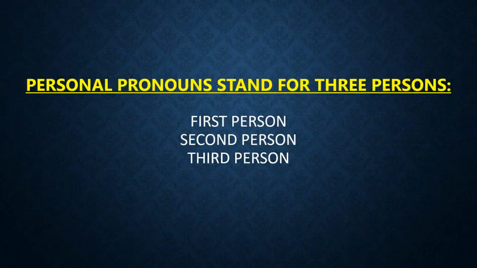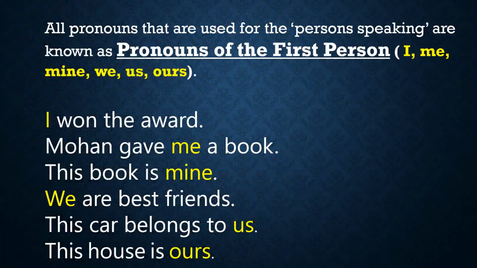Personal pronouns stand for three persons: first person, second person, and third person. All pronouns that are used for the persons speaking are known as pronouns of the first person. I, me, mine, we, us, ours are pronouns of the first person.